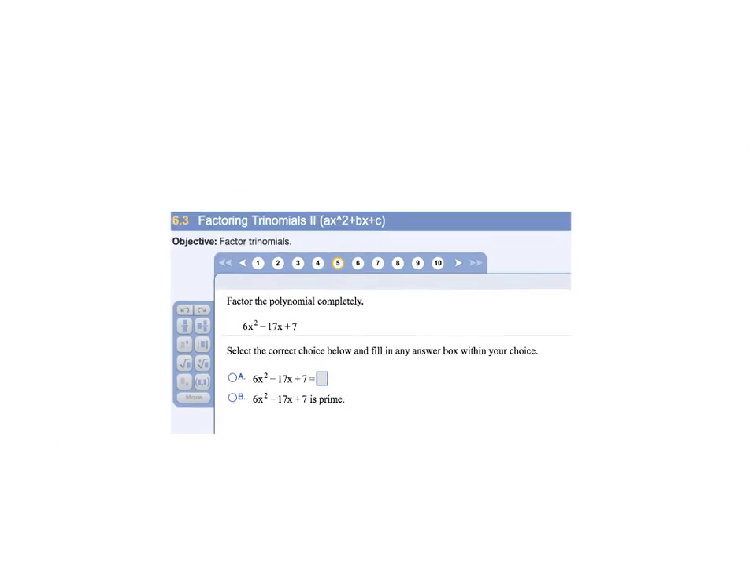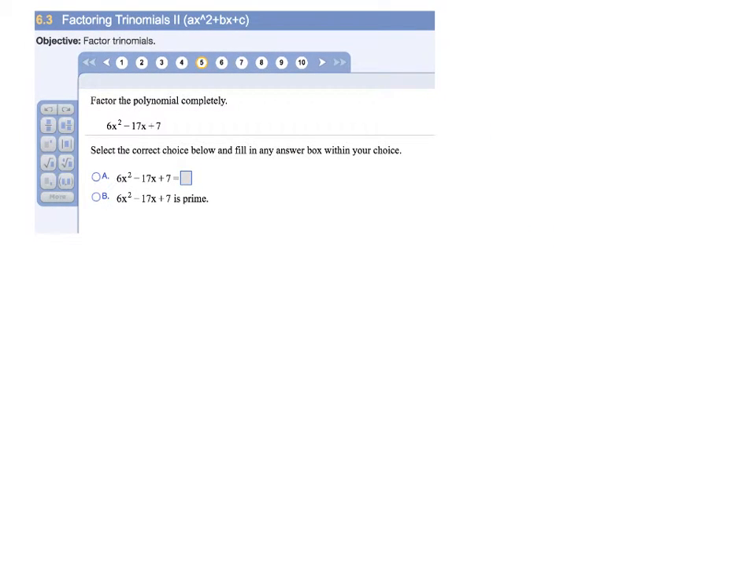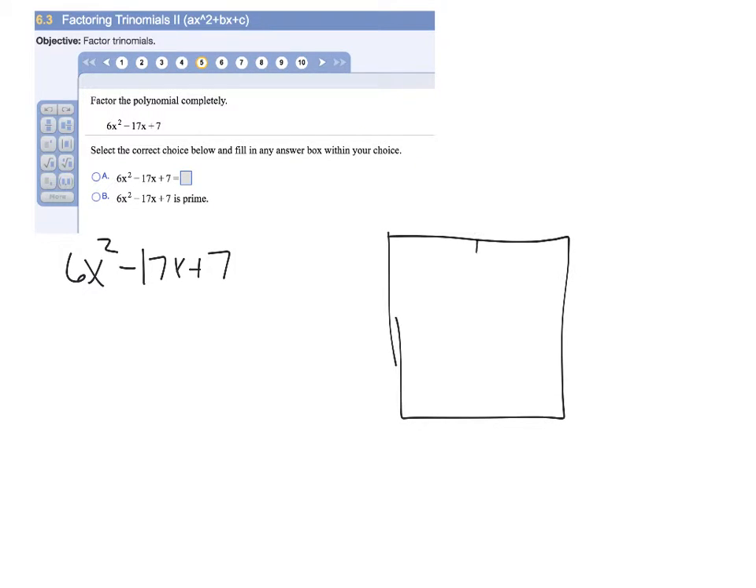All right, so the trinomial is 6x squared minus 17x plus 7. So we're going to go over here, we're going to make our box. And of course, we're going to put the 6x squared in the upper left-hand corner. We're going to put the 7 in the lower right corner. And now it's all about that middle term. And we're going to begin our guessing.